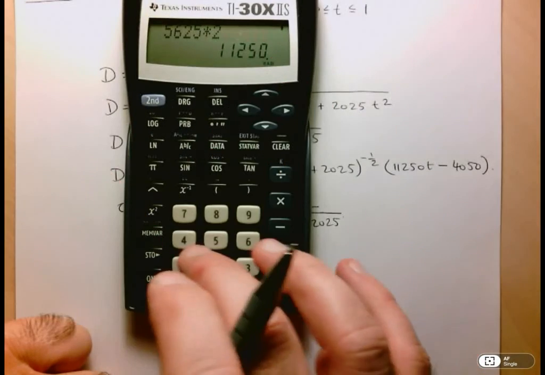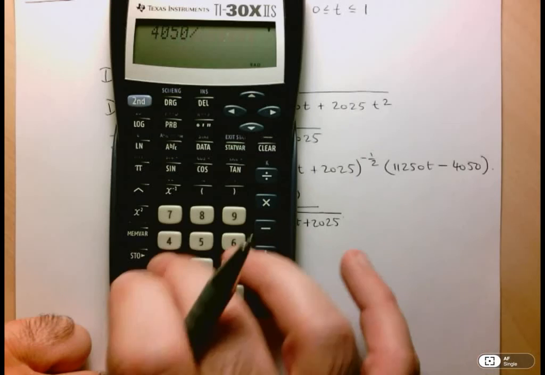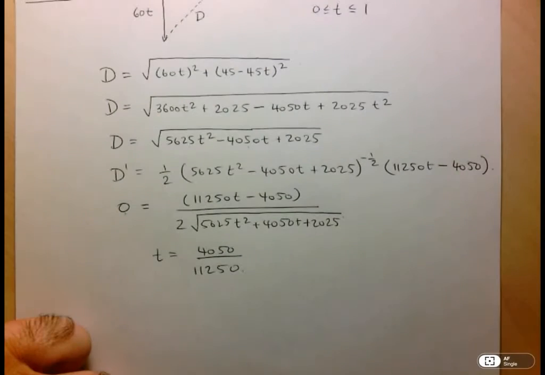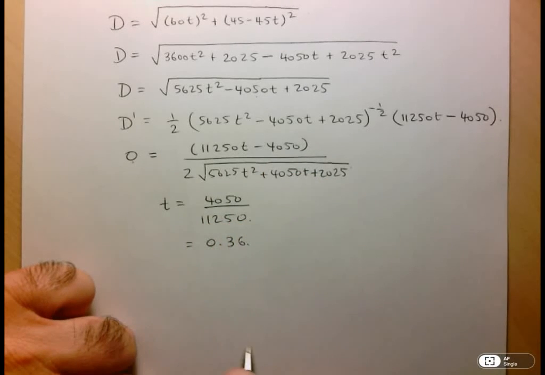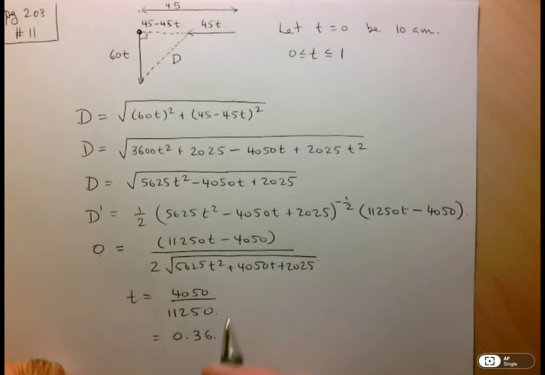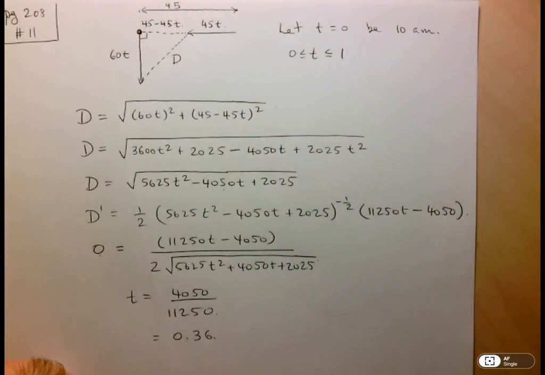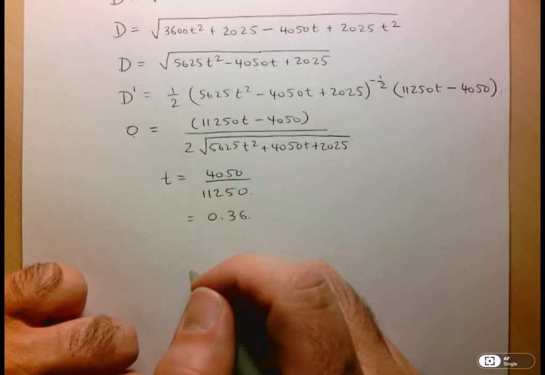So here we've got, what was it again? 4050 divided by 11250, which gives me t at 0.36. First of all, I do notice that this does fall within the range of my t values, so I am going to consider this critical point. Now the question is, is it going to be a max or min?